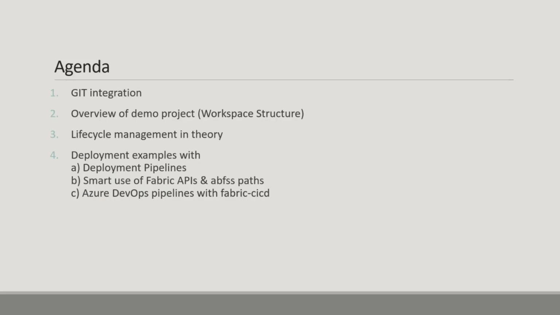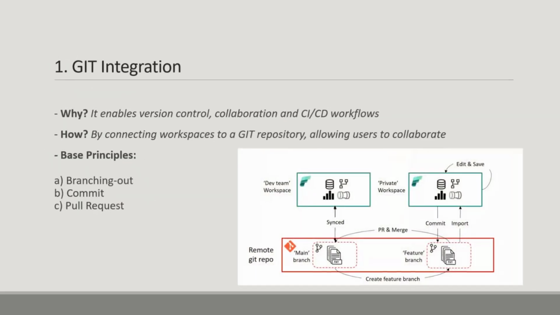And finally, the main part of my presentation are various deployment options. After we are fully equipped with main concepts and tools, we'll dive into these 3 strategies I mentioned. The first one is deployment pipelines. Then we will have a look at how we can use Fabric REST API and MS Spark Utils, for example. And the third option for deployment is DevOps pipelines with the newly introduced Fabric CI/CD package. Okay, so let's move to Git integration first.